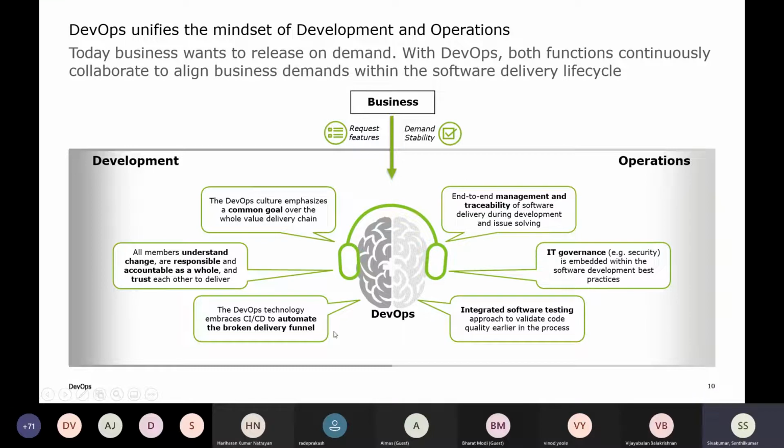So there is no time gap between developers and operations, operations to developers and testers. It's all in the same phase. They can integrate all together in the same discussion group. From the operation side, what will be the best part? The end-to-end management and traceability of software delivery during the development or issue solving should be transparent.